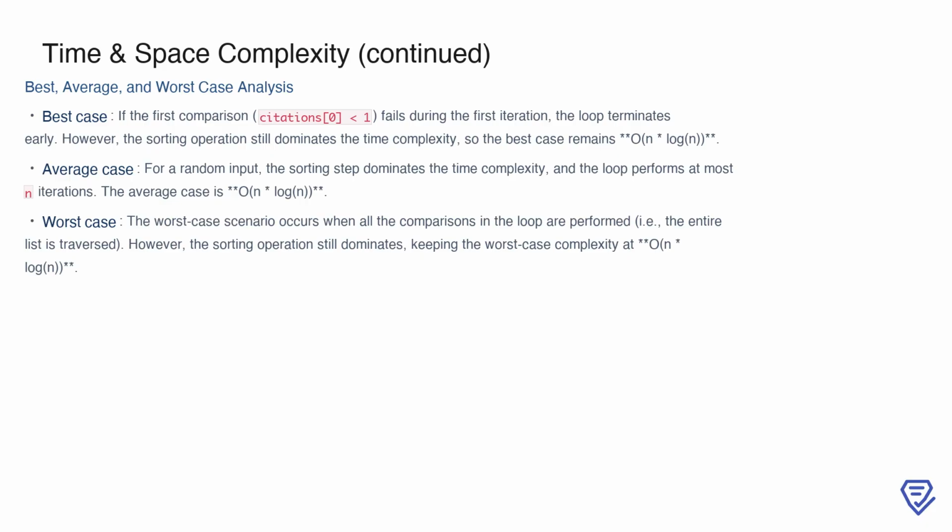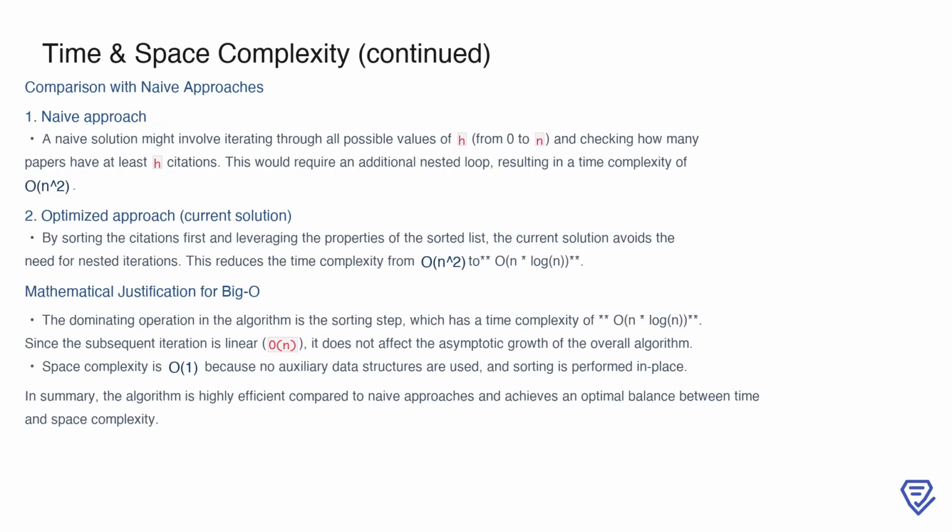The worst-case scenario occurs when every element in the list is checked during the loop, meaning the entire list is traversed. Despite this, the sorting step remains the most computationally expensive operation, maintaining the worst-case time complexity at O(n log n). Let's compare this optimized approach to a naive solution.